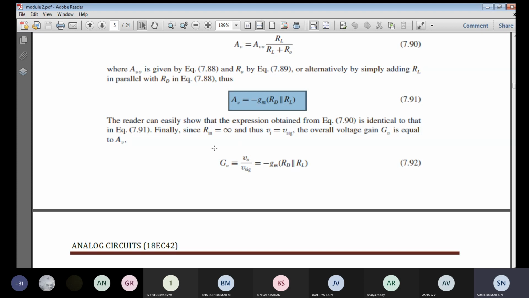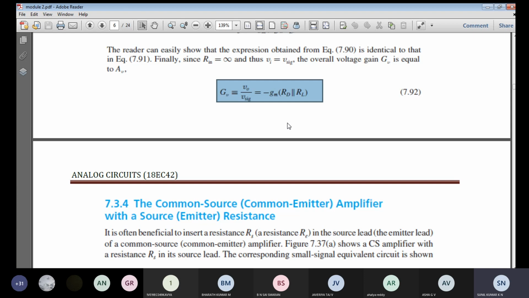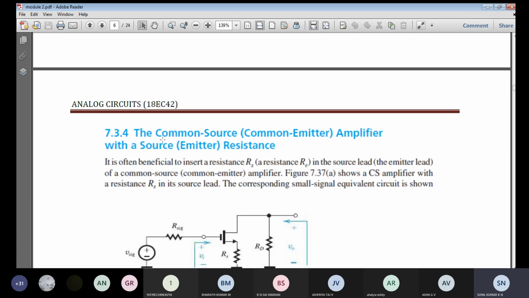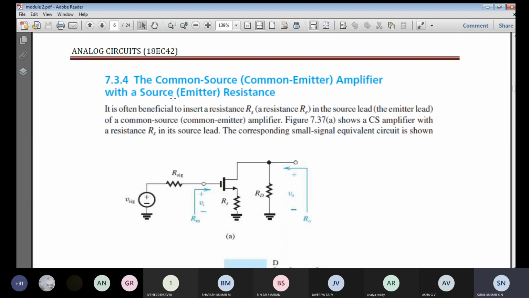The same thing you will be getting for the overall voltage gain, as this expression, minus Gm into RD parallel RL. So this is about the common source. With this recap of the common source, I will be starting with the common source amplifier with a source resistance.